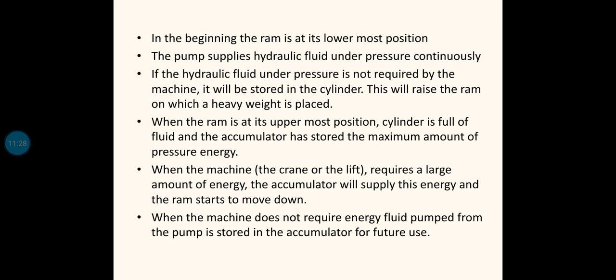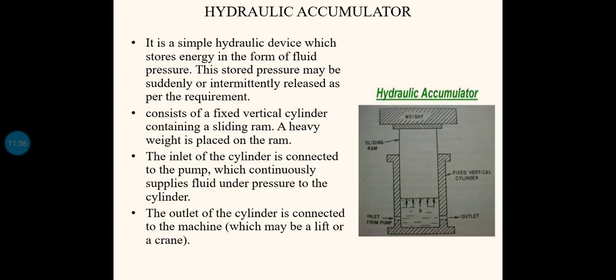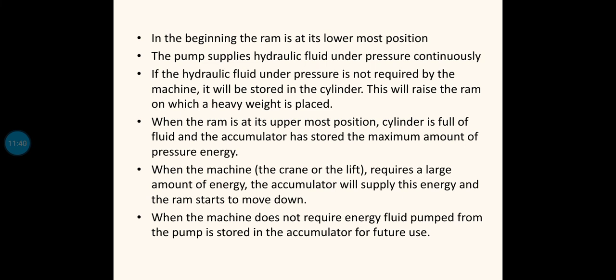When the machine, that means the crane or lift, requires a large amount of energy, at that time the discharge valve is opened. That means the ram will be moving downward, discharging the high pressurized fluid to the machine. So when the machine requires a large amount of energy, the accumulator will supply this energy, and the ram starts to move downward. When the machine does not require the energy, fluid pumped from the pump is stored in the accumulator for future use. So this cycle is repeated.